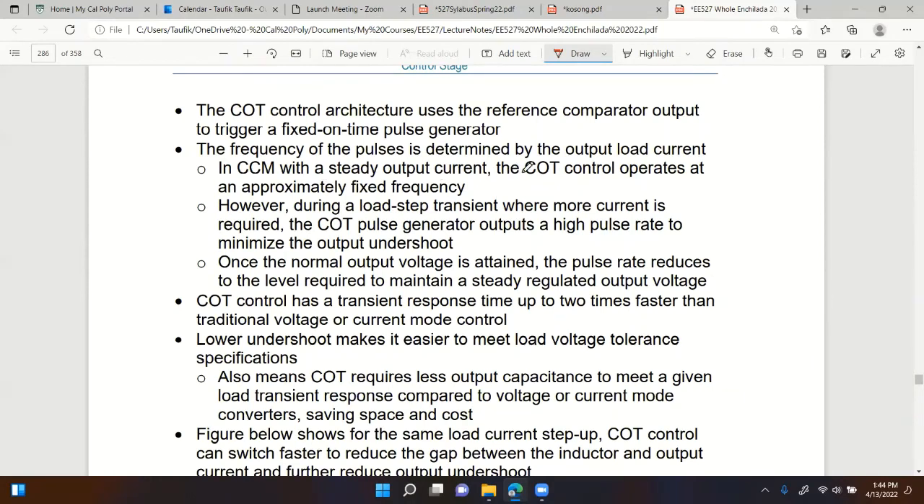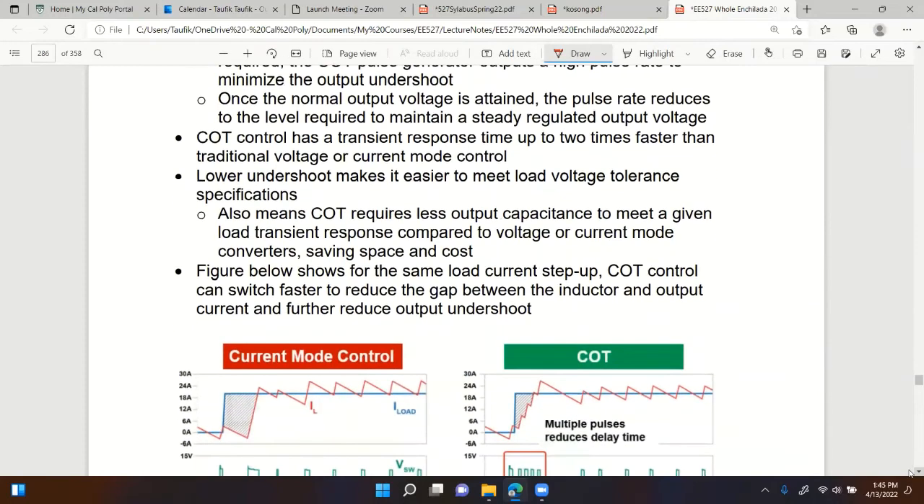So during steady state output current, the frequency of the pulses will be fixed, but that's steady state. But then during a load step transient, such as the step up we saw earlier, you can see the pulse will be more often, because it quickly hits that threshold. The value of the output voltage hits that threshold quickly if the output voltage drops quickly as well.